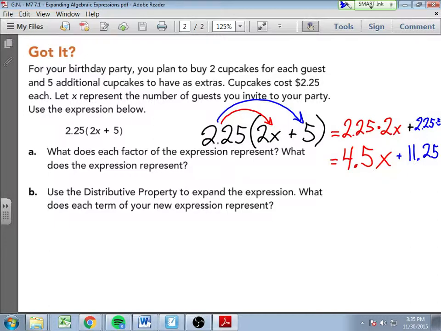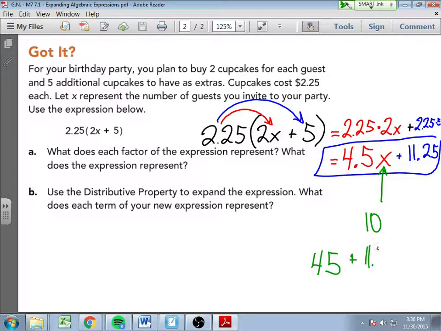If you know how many guests you're inviting, then we can take this further. So, real quick, give me 20 seconds to talk through why this situation matters. If you told your mom, hey, I want to invite 10 people, then you would plug in a 10 for the x. You'd then get 45 plus 11.25 and be able to figure out your cost from there.